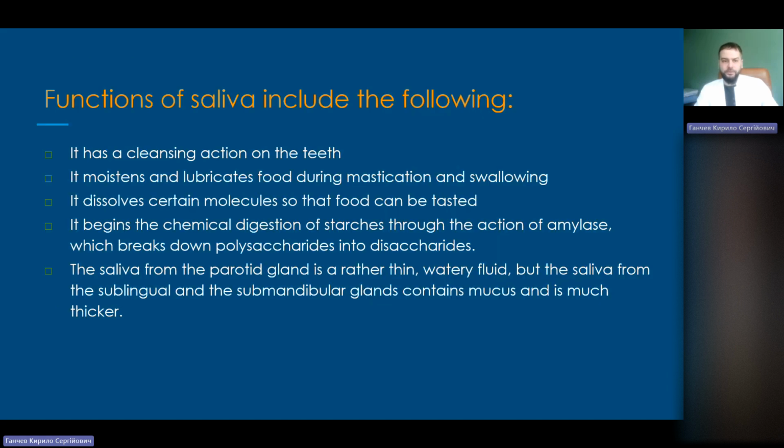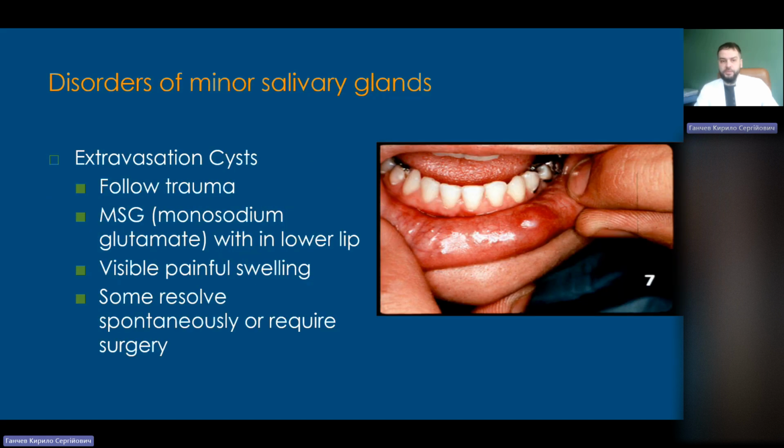Let's move to some physiology. You remember after the physiology course about functions, okay? Not sure that I have to read all that. Right, let's move to some clinical manifestations. Disorders of minor salivary glands. Actually, you can see that in your practice as a dentist.